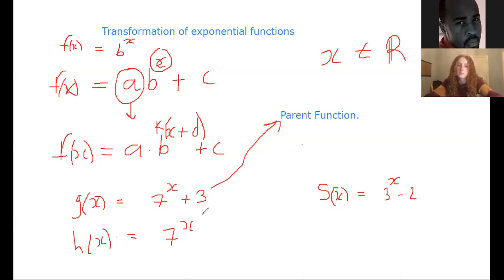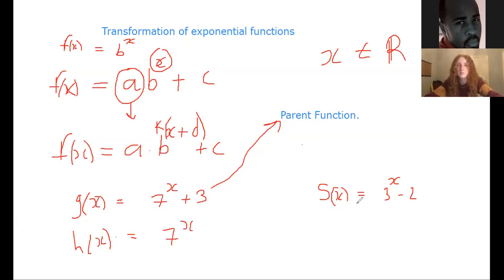So now I'm going to ask you to describe the transformation that maps h of x onto g of x. So how do you go from h of x to g of x? Yeah, that's a transformation. You move it up 3. Up 3 units. So which axis is that? Y-axis. Okay, that's it.